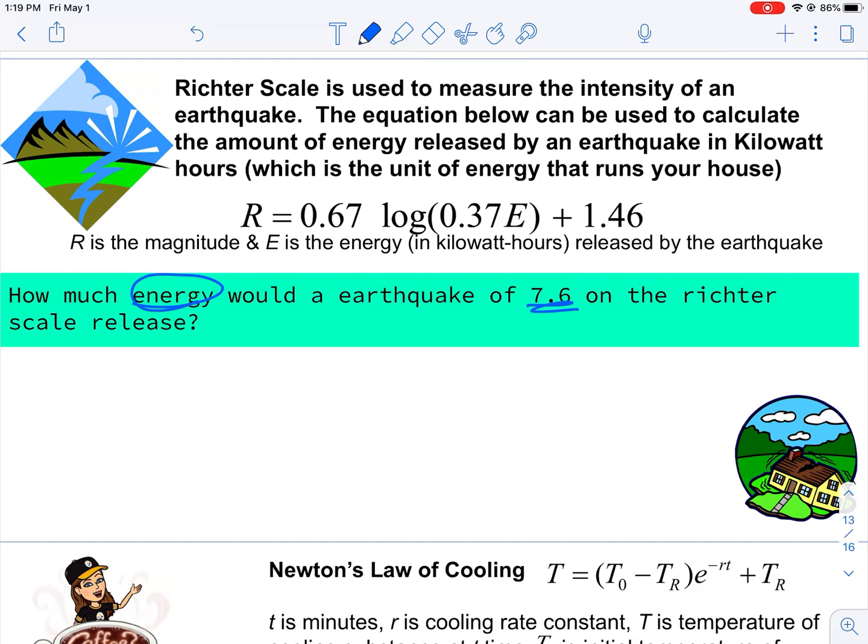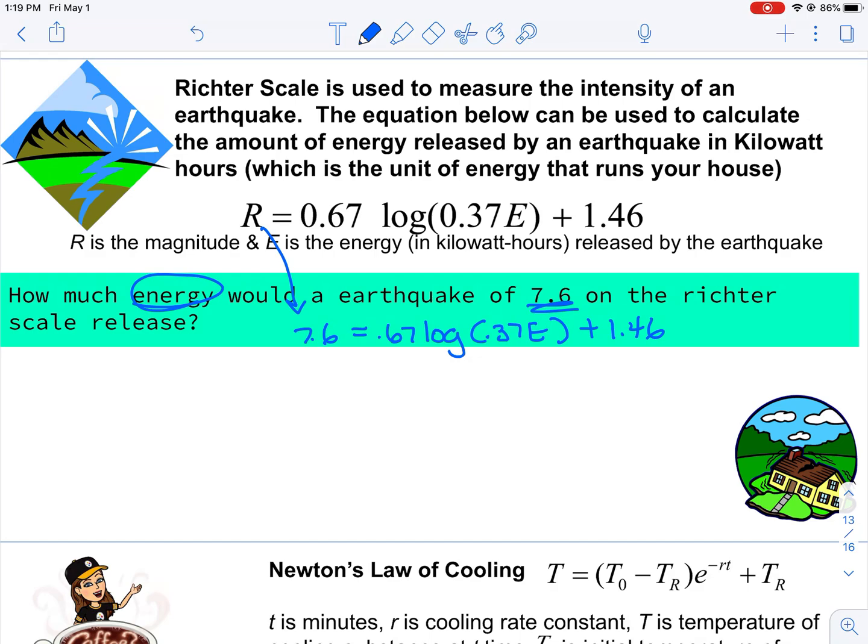Let's try one going backwards. This one wants to know the energy released if you knew the Richter scale was 7.6. Okay, 7.6, that's a pretty big earthquake. So this time I know this part is 7.6. I don't know the energy part, or the E. That's what I want to solve for.